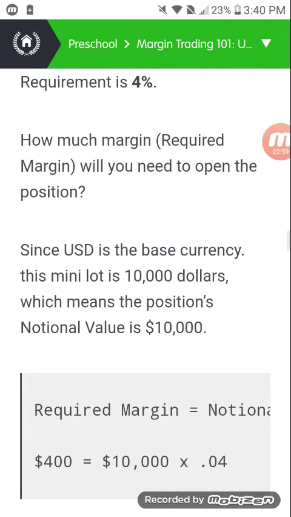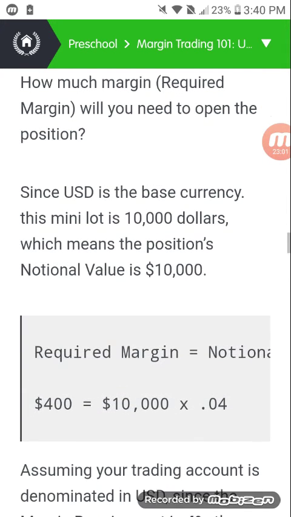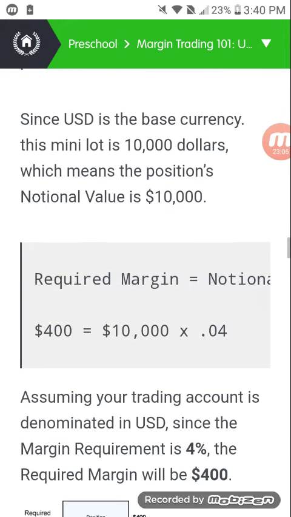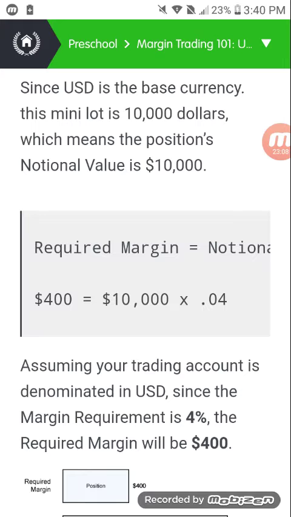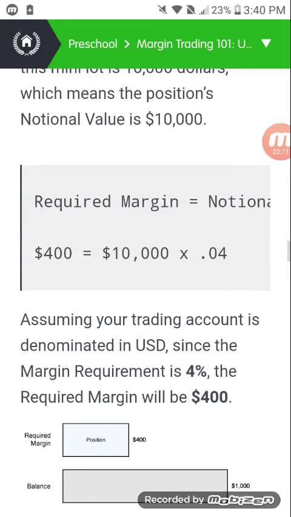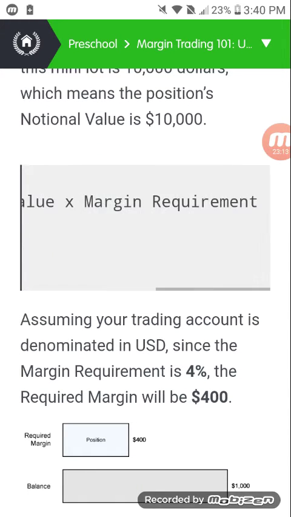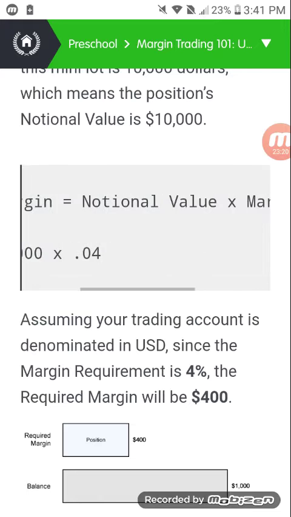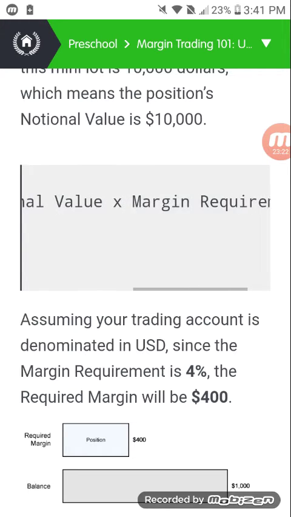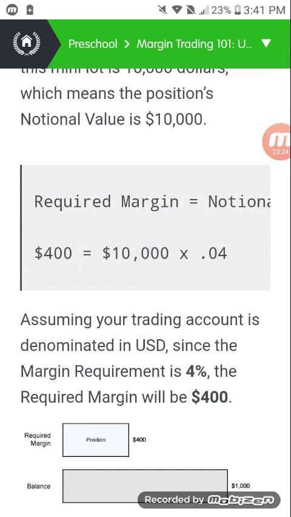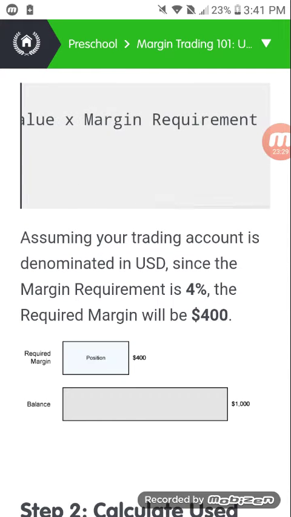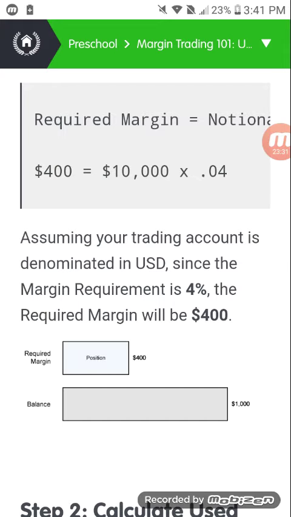So how much margin is required to open that position? Since USD is the base currency, this mini lot is 10,000 units, which is the position's notional value of 10,000. The required margin is the notional value times the margin requirement. We already went over that in the previous session. The notional value is 10,000 times the margin requirement of 0.4, which gives you a required margin of 400.